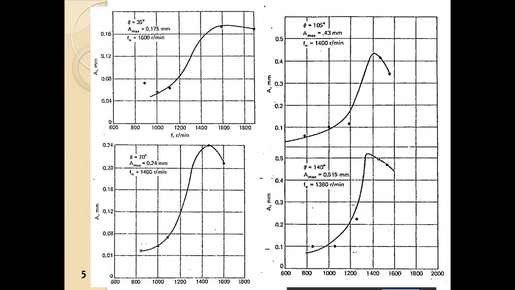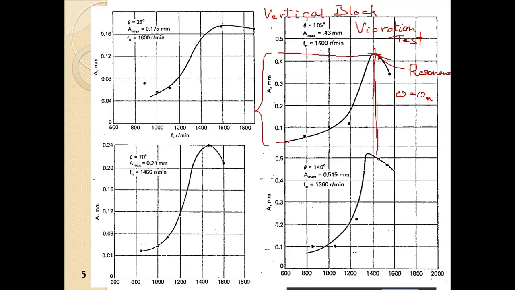a vertical block vibration test has been done. So you see this is the amplitude and this is the frequency at resonance. At resonance, that means applied frequency is equal to natural frequency of the system, and obviously we have the maximum amplitude. So this is the amplitude recorded.